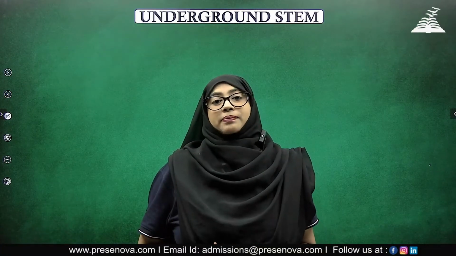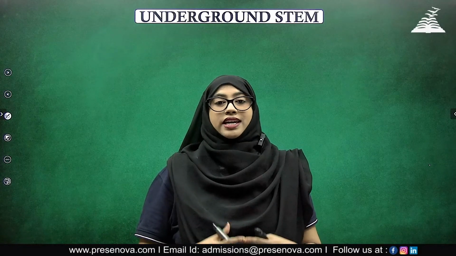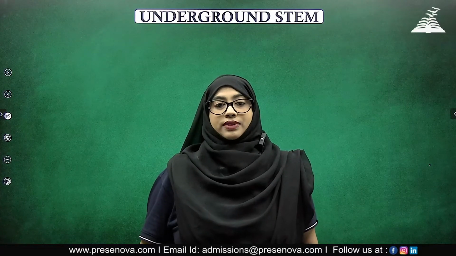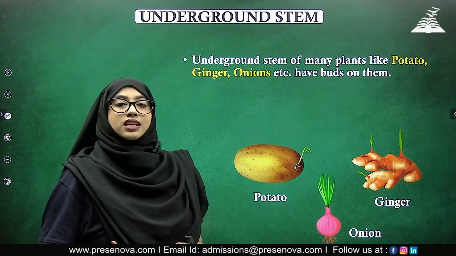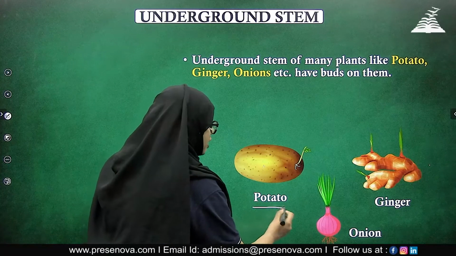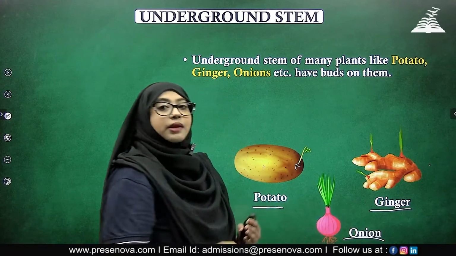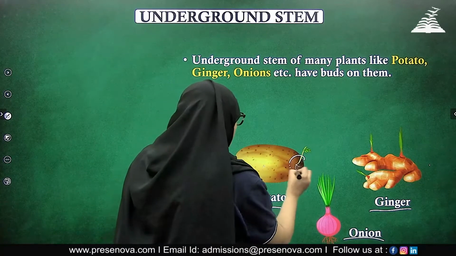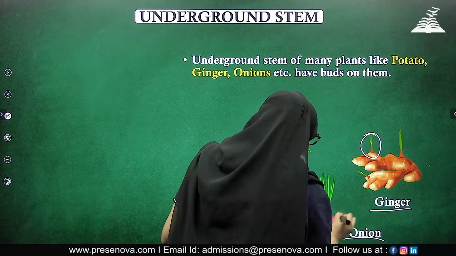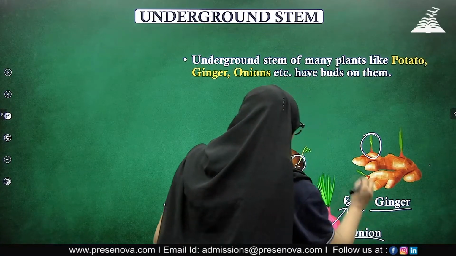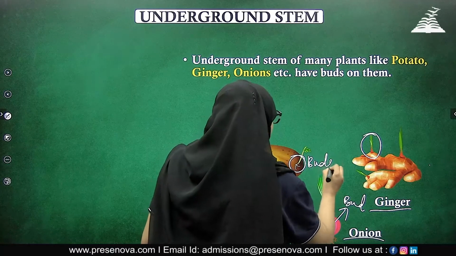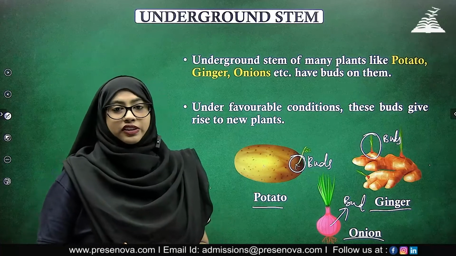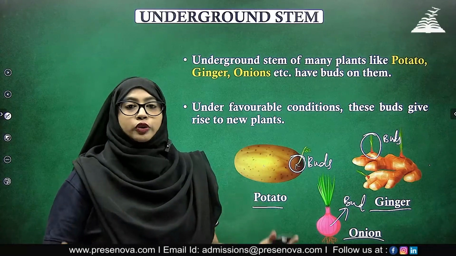So the first method by which a plant can reproduce naturally to form a new plant is the underground stem. The underground stem is present in many plants such as potato, onion, and ginger. There are many more, etc. These have buds inside them. So these are called the buds. And there is a bud present inside the onion also. So these are the buds. Under favorable conditions, these buds grow up into a new plant.